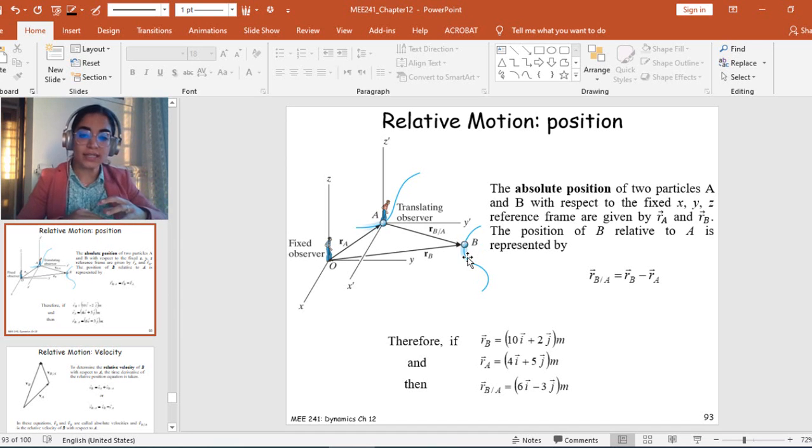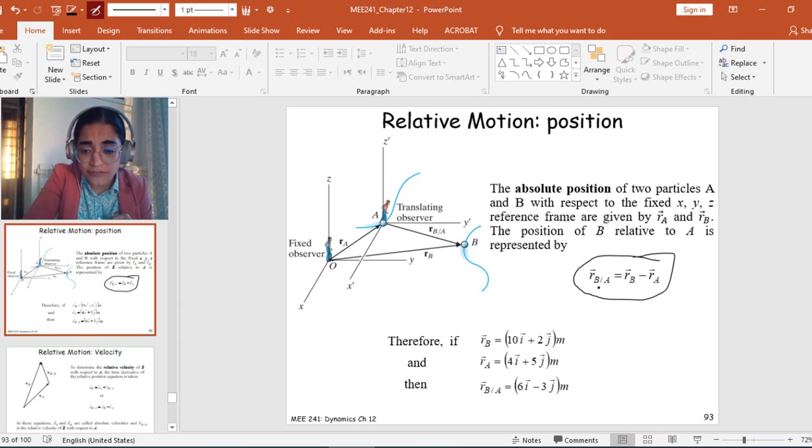Now, this translating observer that I need to find the relative motion of B with respect to him will see B at a position of rB/A, so it is the position of B with respect to A. And what is this rB/A? As you can see, this vector right here will be, of course, equal to rB minus rA. So rB/A is equal to rB minus rA, and it's very easy to memorize it.